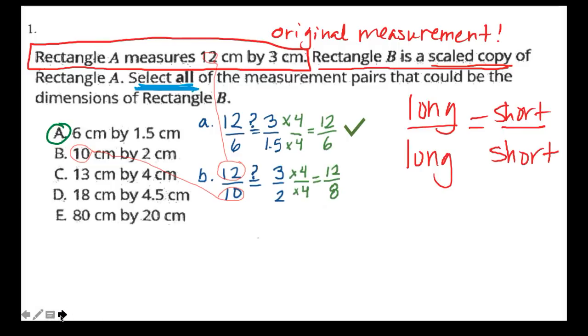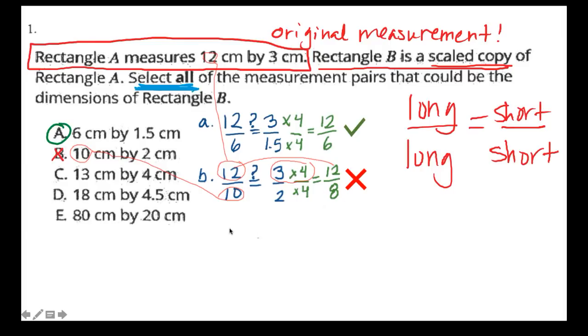All right. So what I need to do is again, I'm going to try to make equivalent fractions. So 3 times 4 is going to equal 12, which gets me the same numerator. But remember, whatever I multiply on top, I have to multiply on the bottom. 2 times 4 is 8. 8 is not equivalent to 10. So my goal is to get 12 over 10. I could not get 12 over 10. So B is not an option.